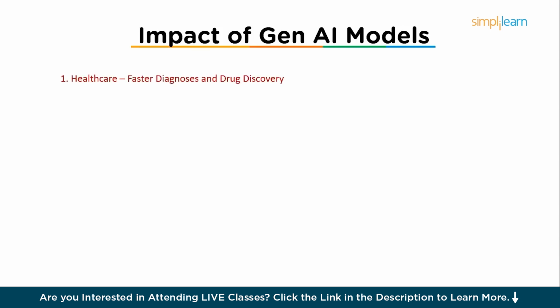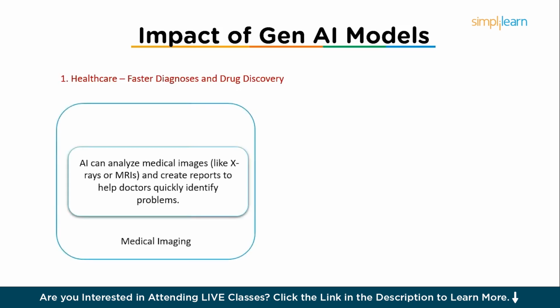That is a faster diagnosis and drug discovery. So in healthcare, generative AI is helping doctors and scientists make faster decisions. The first one is medical imaging. So AI can analyze medical images like the X-rays or MRIs and create reports to help doctors quickly identify the problems. For example, a hospital uses AI to write reports for doctors, cutting down the time spent on each patient.